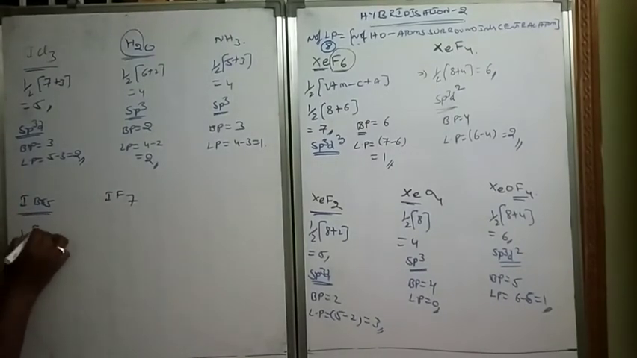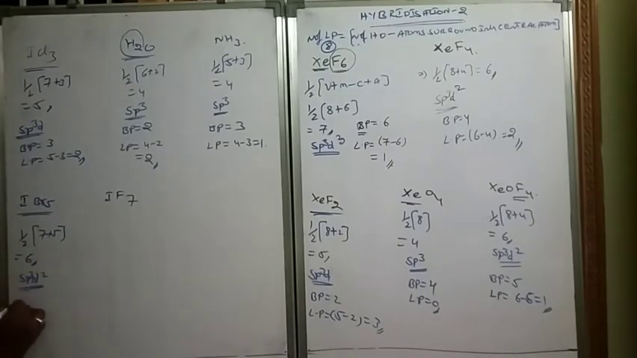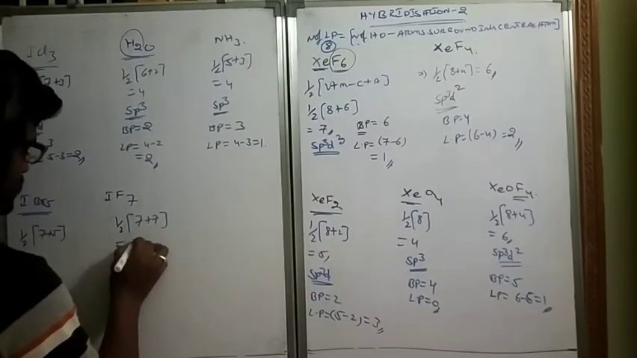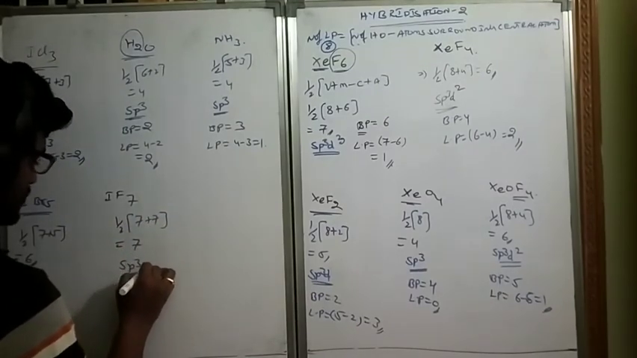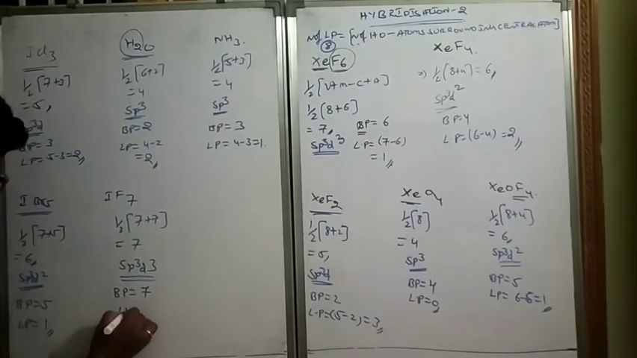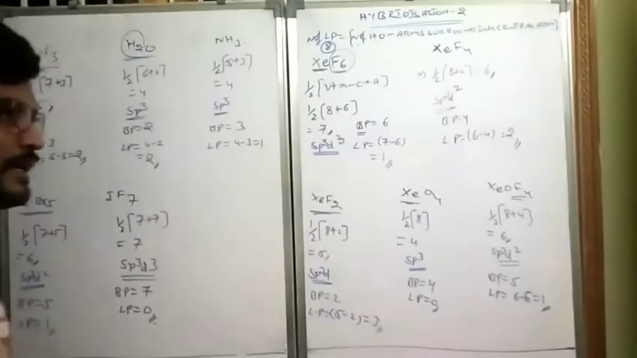IF5. Half into 7 plus 5 by 2. So 6 will come. So it is sp3d2 hybridization. Bond pairs is equal to 5. Lone pairs is equal to 1. Then IF7: half into 7 plus 7 by 2. So 7 means sp3d3 will come. Bond pairs is equal to 7, lone pairs is equal to 0 will come.